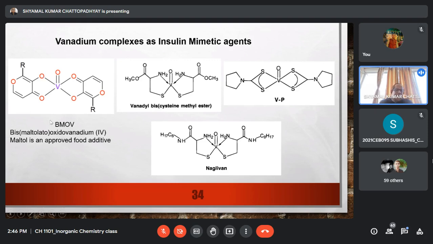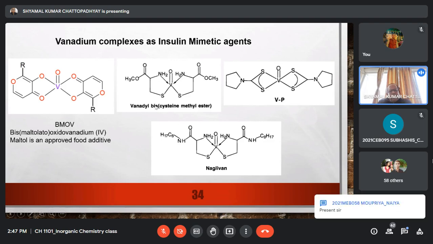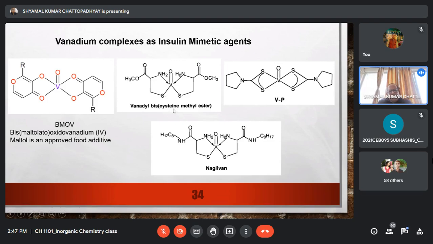Apart from this vanadium maltolato complex, there are other vanadium complexes which are also available commercially or in a very advanced stage of research. Again, we are looking at vanadium complexes with natural ligands, right? Ligands which are available in nature. And this ligand is nothing but a derivative of natural amino acid called cysteine. So cysteine is one of the two sulfur containing amino acids in our body, cysteine and methionine, and this is a derivative of cysteine.